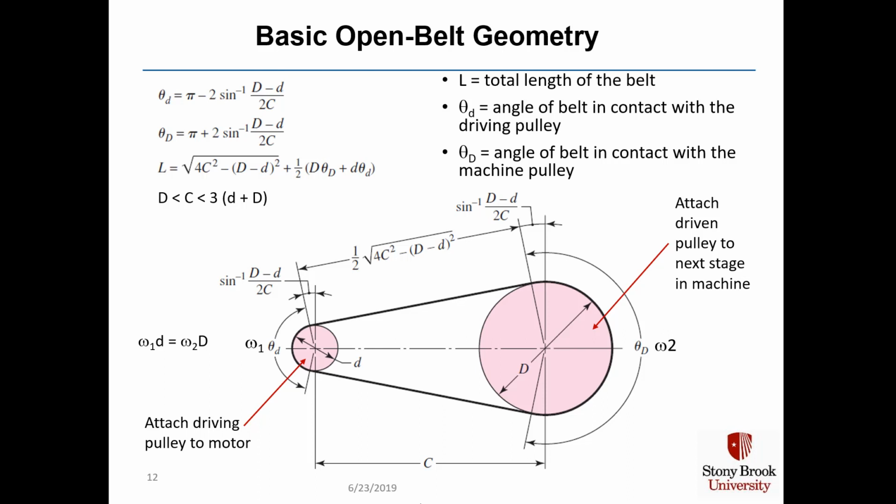And one detail about the center distance is that it does need to be in between the large diameter and 3 times the sum of the large and small diameters in order for the belt to operate correctly.